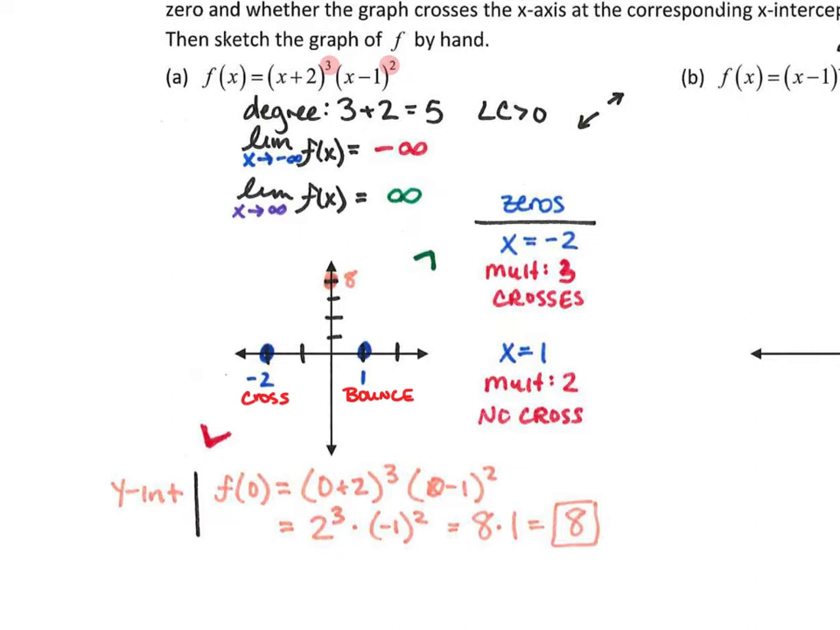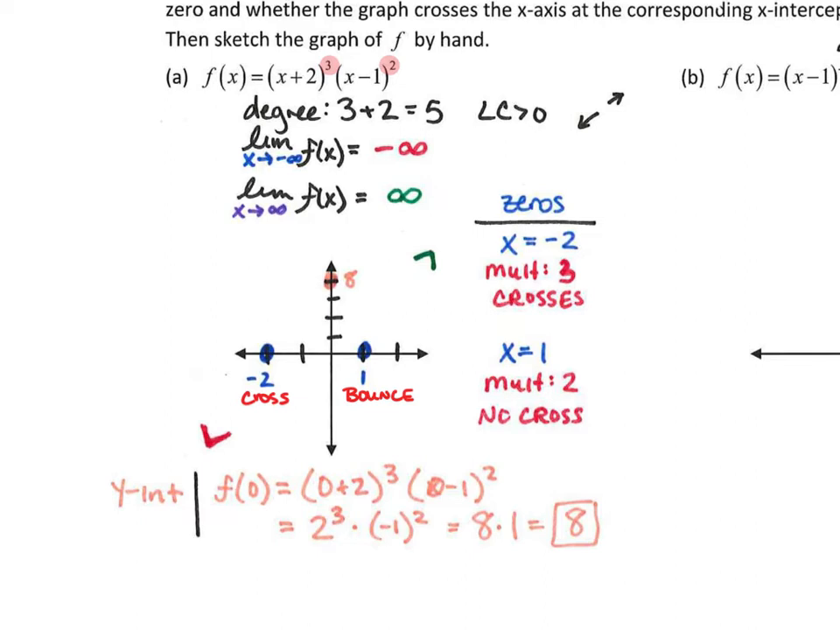Now the last thing I did was find the y-intercept, which if you think back to when we did piecewise functions, we found the y-intercept by plugging in 0. I don't have to choose where to plug it in. I plug it in for all of the x's. This would be 0 plus 2 cubed and 0 minus 1 squared. Well, 0 plus 2 is 2. 2 cubed is 8. 0 minus 1 is -1. -1 squared is 1. So my y-intercept is 8.